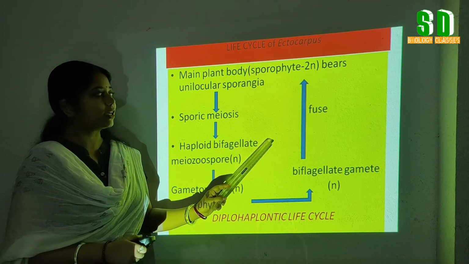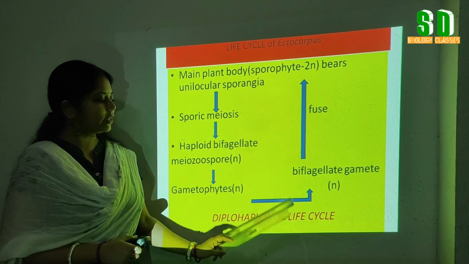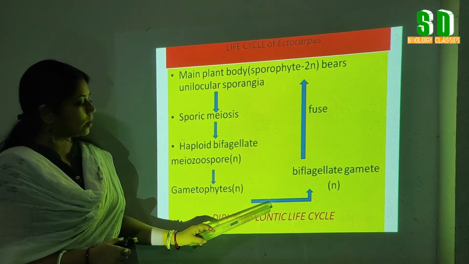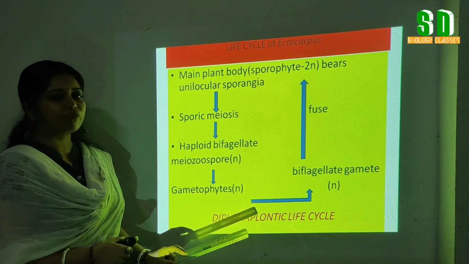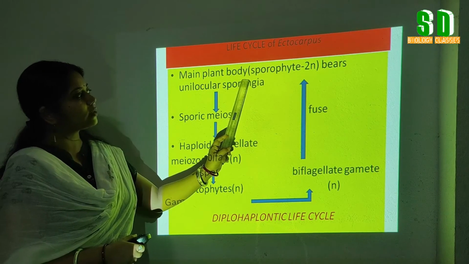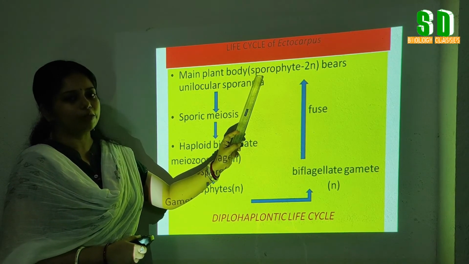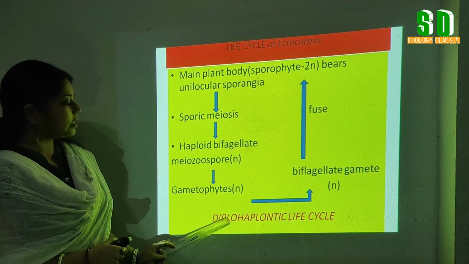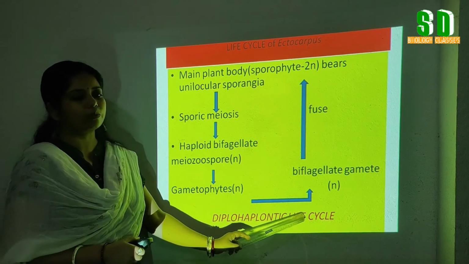In this life cycle, we are getting two phases. One is the sporophytic phase and another one is the gametophytic phase. And here the sporophytic phase is predominant. That's why this type of life cycle is called the diplohaplontic life cycle.